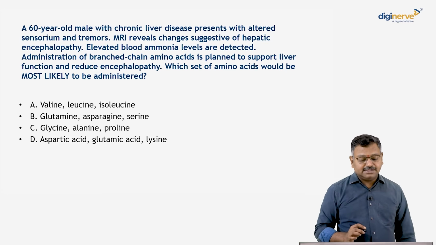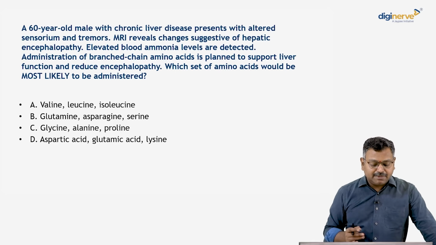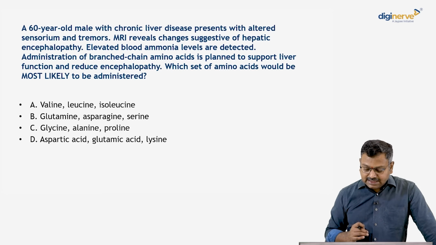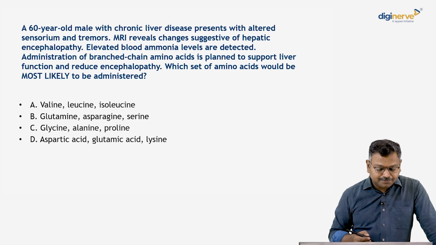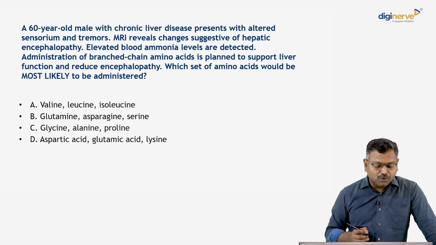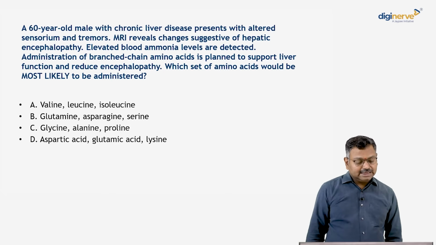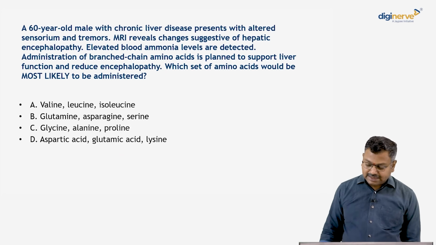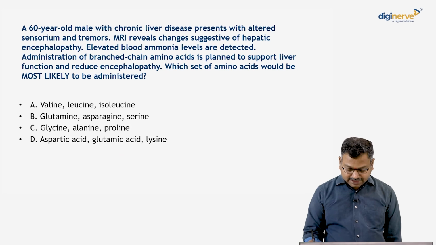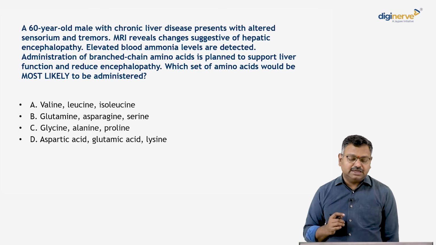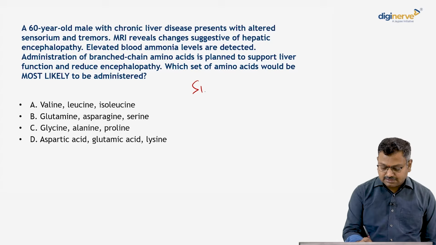A 60-year-old male with chronic liver disease and altered sensorium; MRI shows hepatic encephalopathy, blood ammonia is elevated. Administration of branched chain amino acids is being planned. Which set of amino acids would most likely be administered in this patient? Is it valine, leucine, isoleucine; glutamine, asparagine, serine; glycine, alanine, proline; or aspartic acid, glutamic acid, and lysine? So for this we have to know the classification of the amino acids. We know that the amino acids are classified based on whether they are simple amino acids.